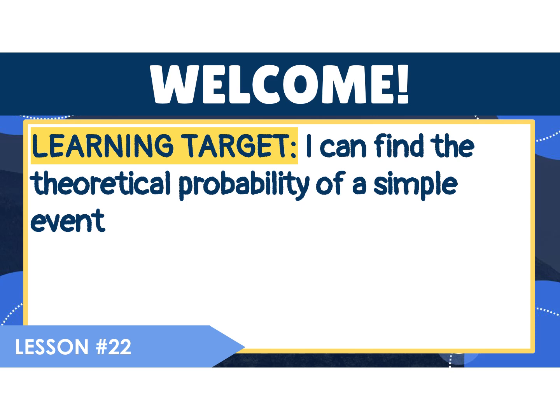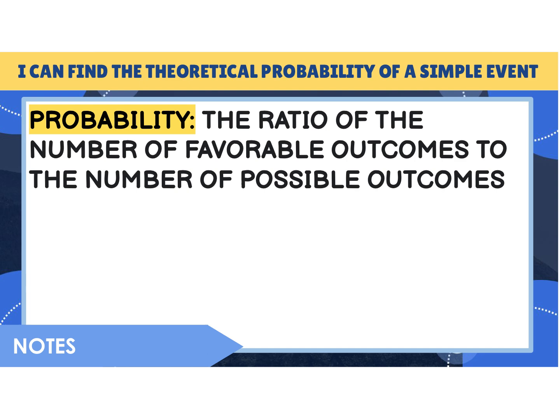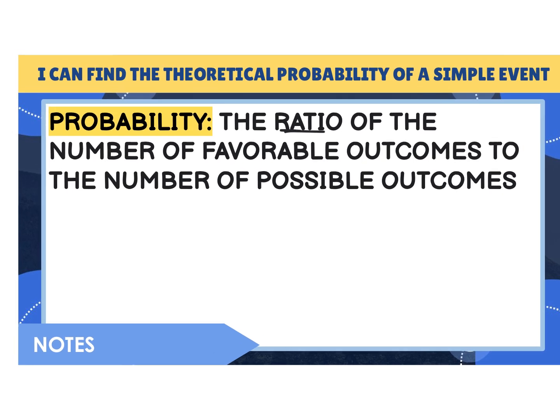The learning target is I can find the theoretical probability of a simple event. So we have a bunch of vocabulary to start with. Probability is the ratio. This is important, a ratio of the number of favorable outcomes to the number of possible outcomes. So remember, a ratio can be written in three different ways. A ratio can be written as 3 to 5, 3 over 5, or 3:5.